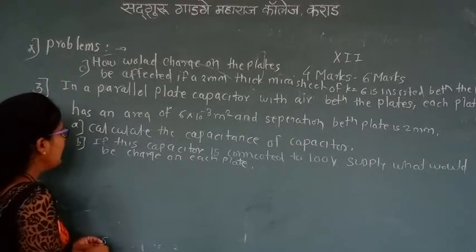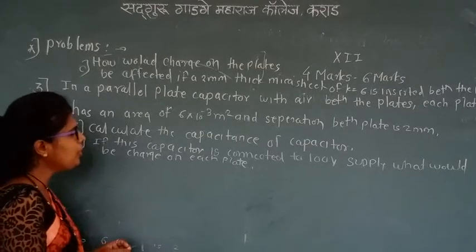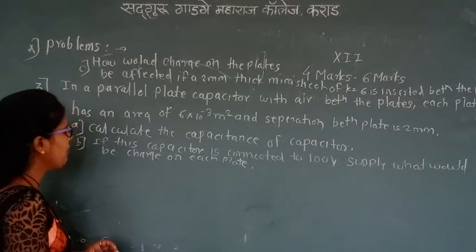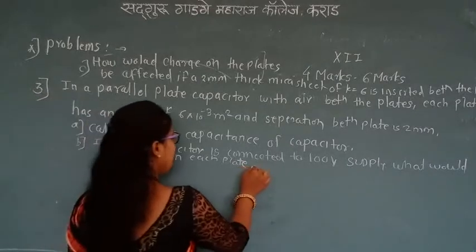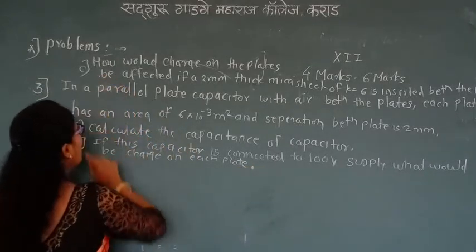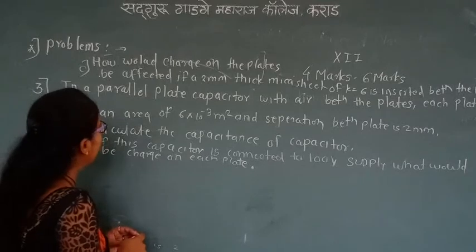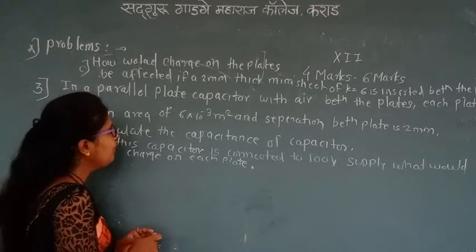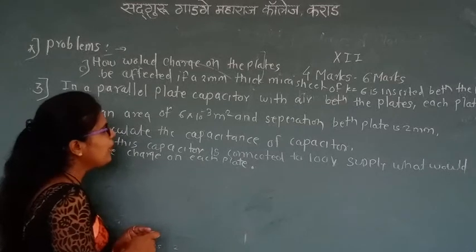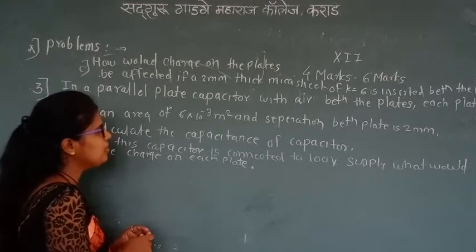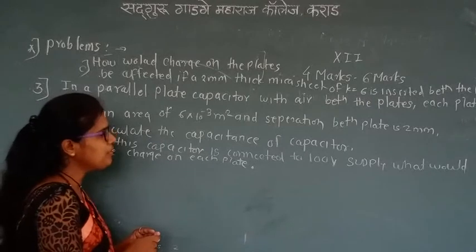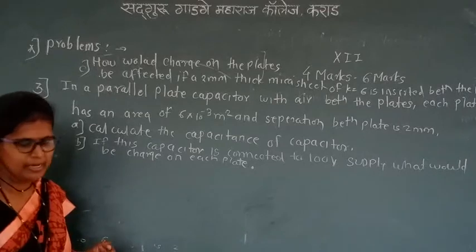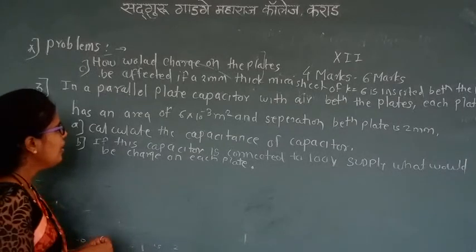Second one, B: if this capacitor is connected to a 100 volt supply, what would be the charge on each capacitor plate? And the third one, C: how would the charge on the plates be affected if a 2 mm thick sheet of K equal to 6, K meaning dielectric constant, is inserted between the plates, while the voltage remains connected?